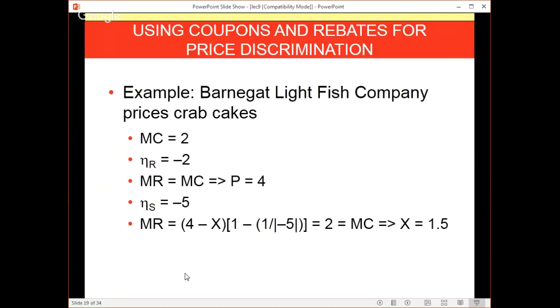For the group that does use coupons, I do the same thing. I set 4 minus X times 1 minus 1 over the absolute value of -5, and I set that equal to 2, the marginal cost. And I solve for X, and I get X of 1.5. So that means the coupon should be worth $1.50. Those who don't use coupons pay $4, and those who use coupons pay $2.50. Questions? Okay.